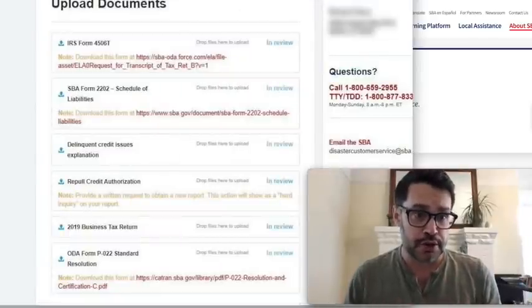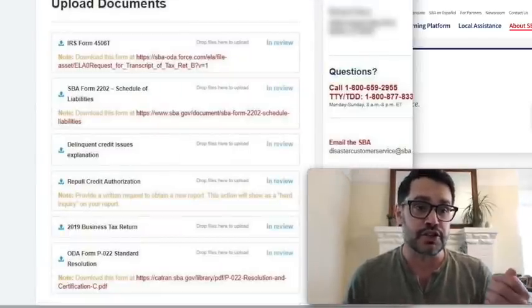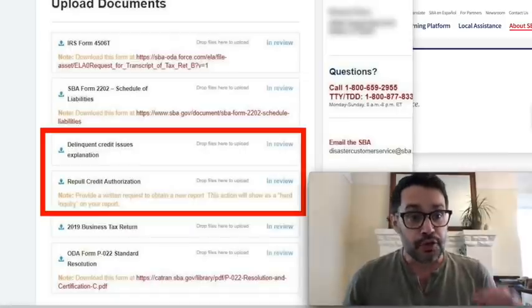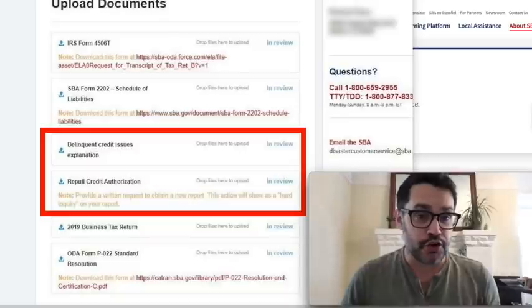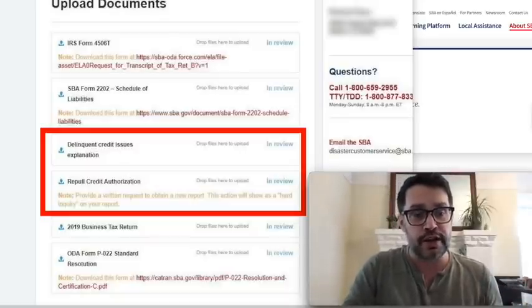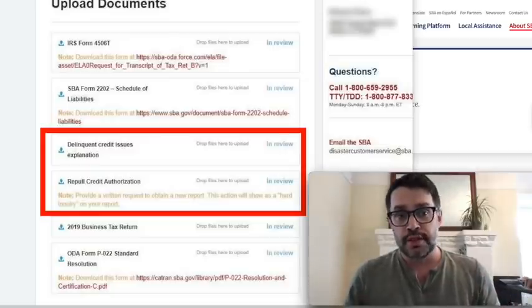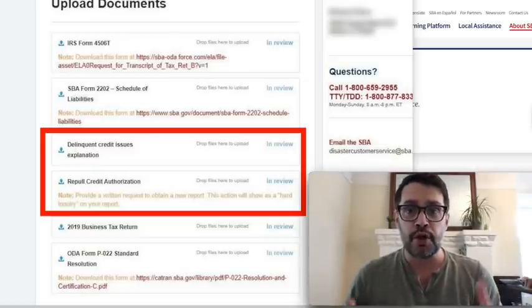Apologies, it's a little blurry, but of course there's your favorite, the IRS form 4506T. There's also the schedule of liabilities. Now there are two new things here that I want to call your attention to: delinquent credit issues explanation and repull credit authorization. So let's say the SBA declines you for delinquent credit issues. They now have a custom way for you to upload an explanation.